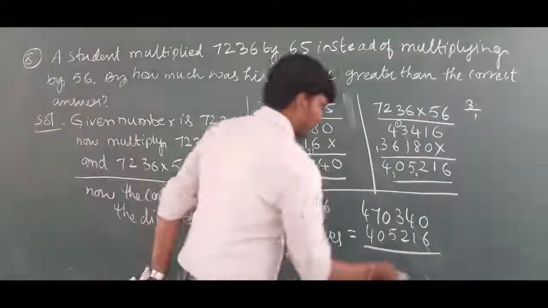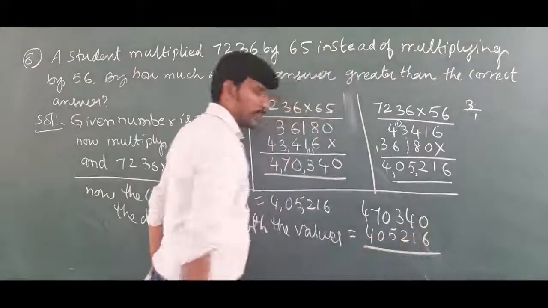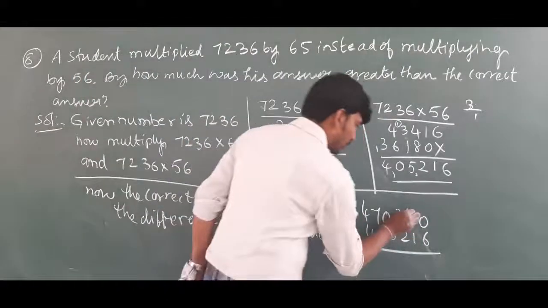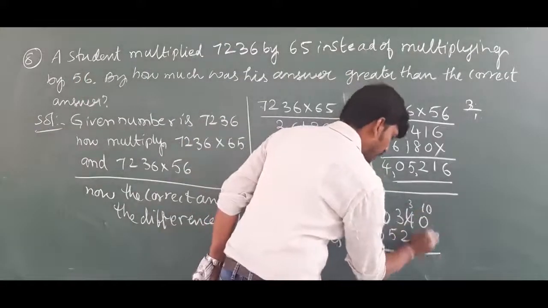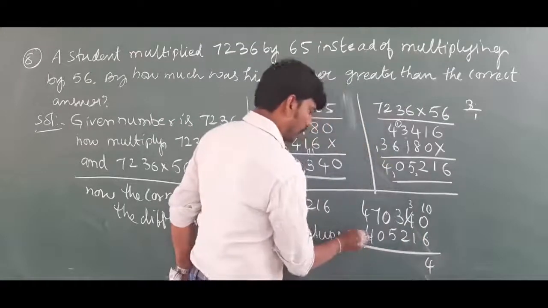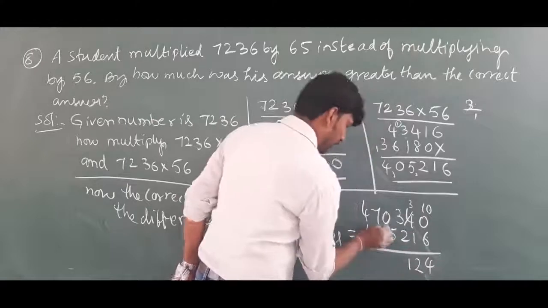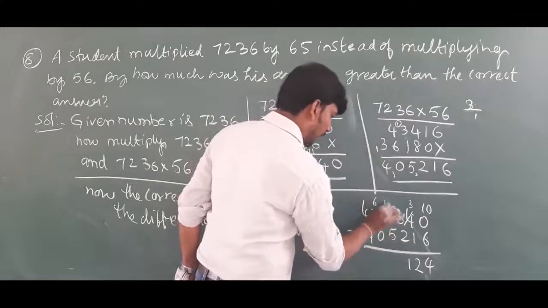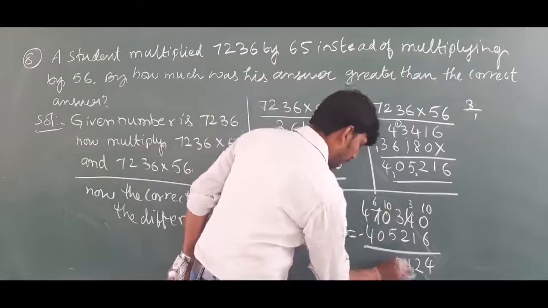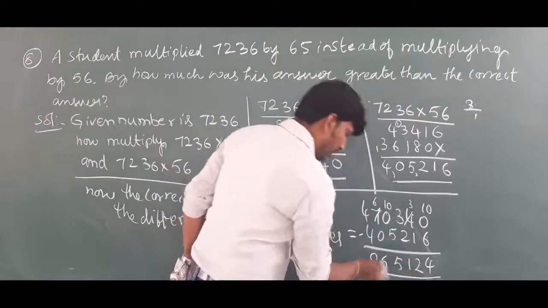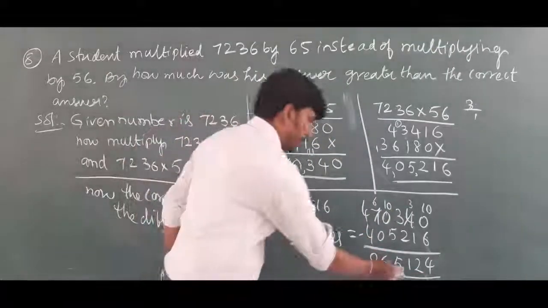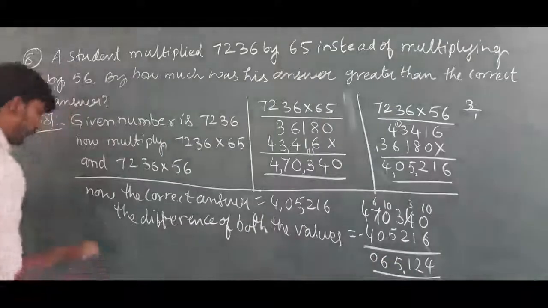How much is greater? Okay, 0 minus 6 is not possible. Take the borrow. So this will become 3, 10, 10 minus 6 is 4. Okay, now 3 minus 1 is 2, 3 minus 2 is 1, 0 minus 5 is not possible. Take the borrow. 10 minus 5 is 5, 6, 0. So how much here is greater? 65,124.